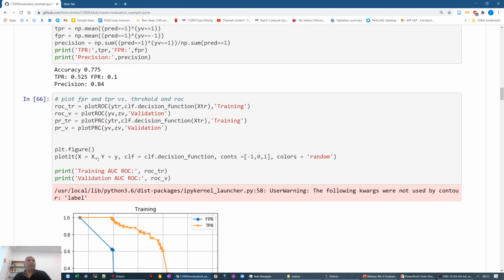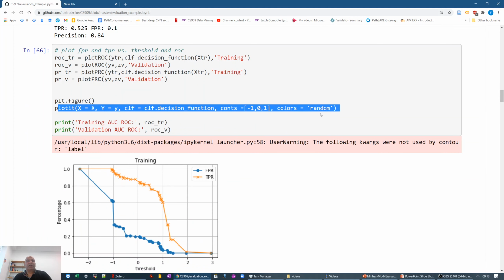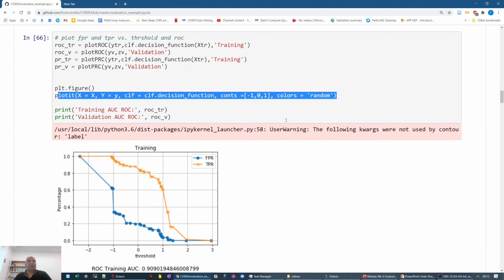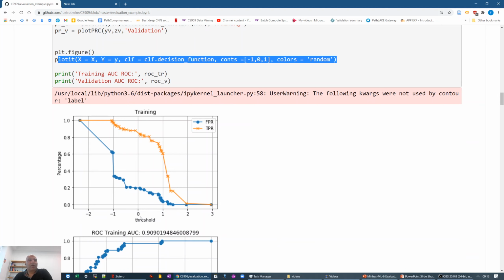Okay. And then we also plot the decision surface. So as you can see, this is the plot that we get. On the x-axis is threshold, on the y-axis is the performance metric. So we plot the false positive rate and the true positive rate, which are indicated in blue and orange.